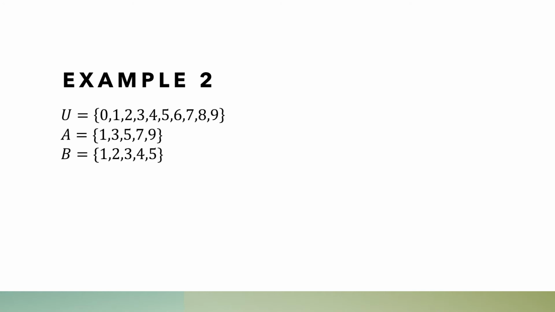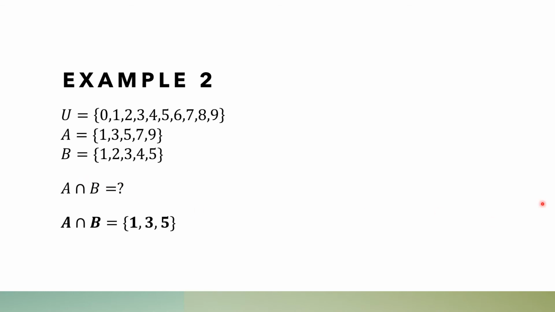Let's have another example. The universal set is 0, 1, 2, 3, 4, 5, 6, 7, 8, 9. Set A is 1, 3, 5, 7, 9. And set B is 1, 2, 3, 4, 5. Now, we want to get A intersection B. What is common to A and B? That is 1, 3, and 5. So 1, 3, 5 is the intersection of A and B.